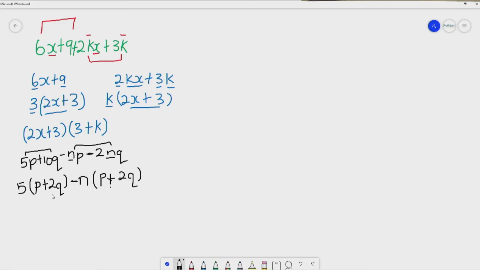So we close there. Looking at the two brackets, both of them have the same thing: p plus 2q in the first bracket, and in the second bracket, 5 minus n. So this is the solution for the second one. And the final example, m squared minus 2m minus mn plus 2n.